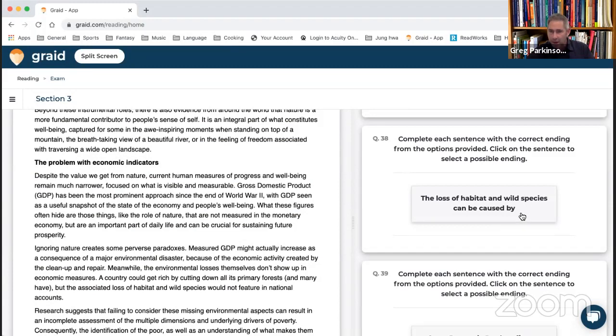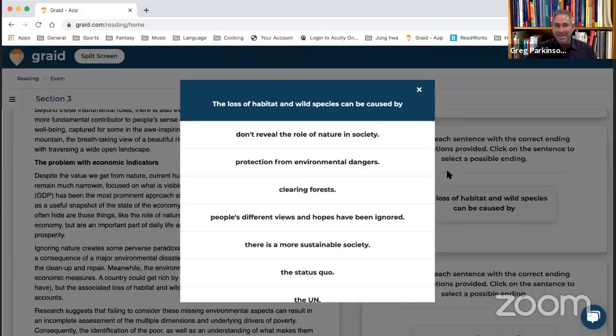So we're asked here, what is the loss of habitat and wild species caused by? Now, when we go back to the sentence, it seems quite clear that the loss of habitat and wild species is caused by cutting down forests, right? So that's what's causing the loss of habitat and wild species. Then we go to the sentence ending, and hopefully it's going to have something about forests. So clearing means to cut down forests, right?